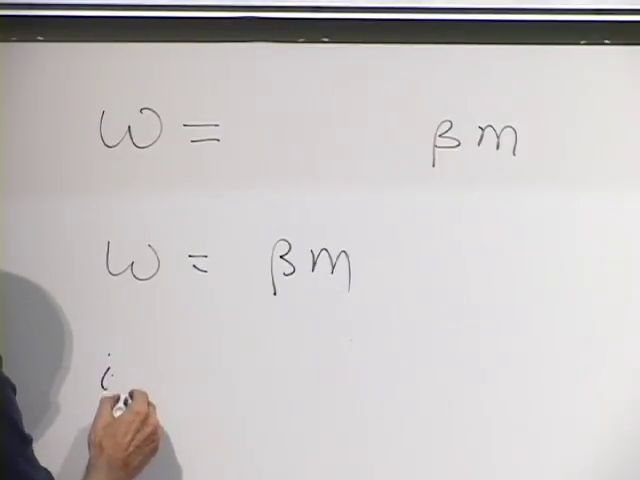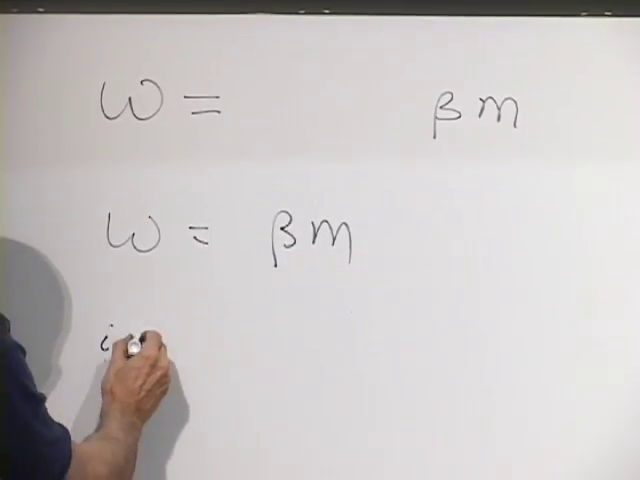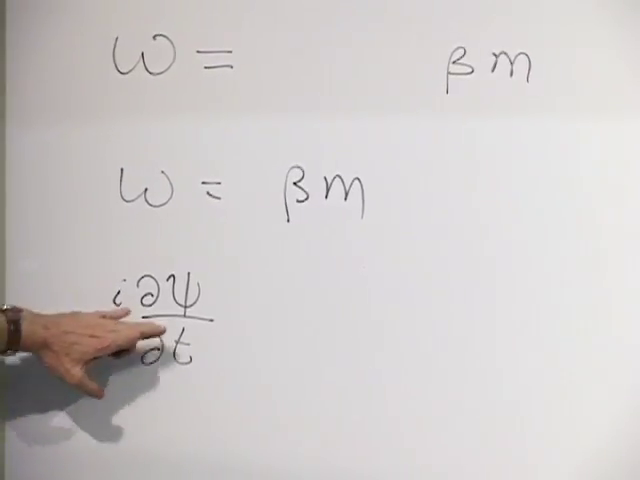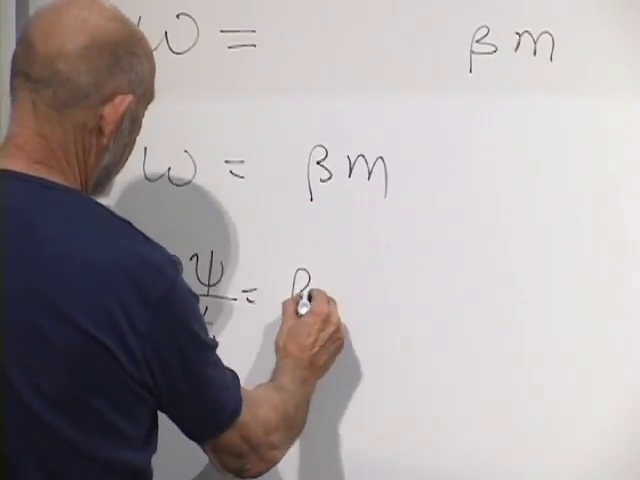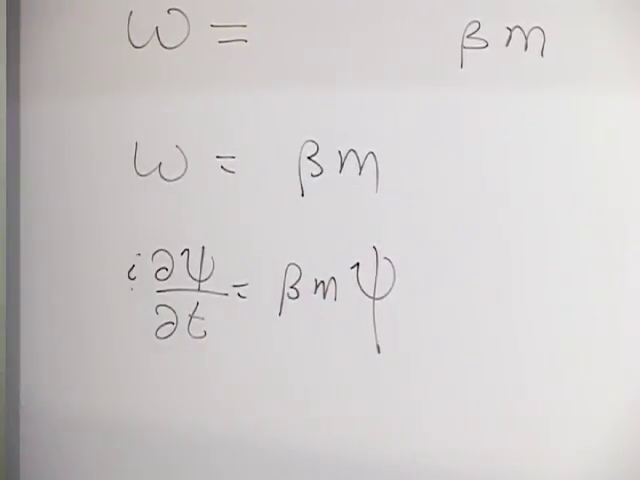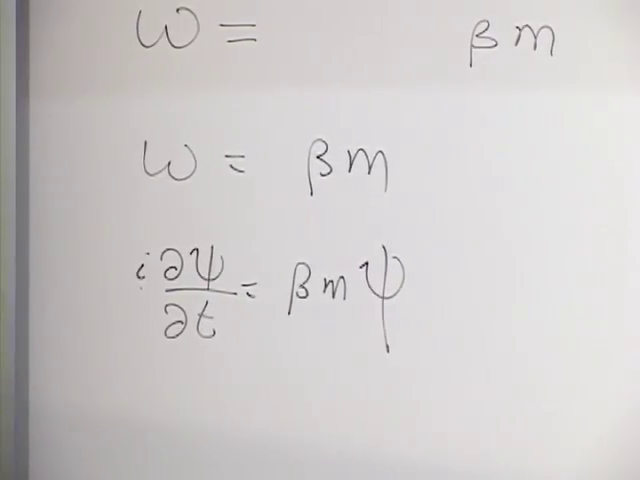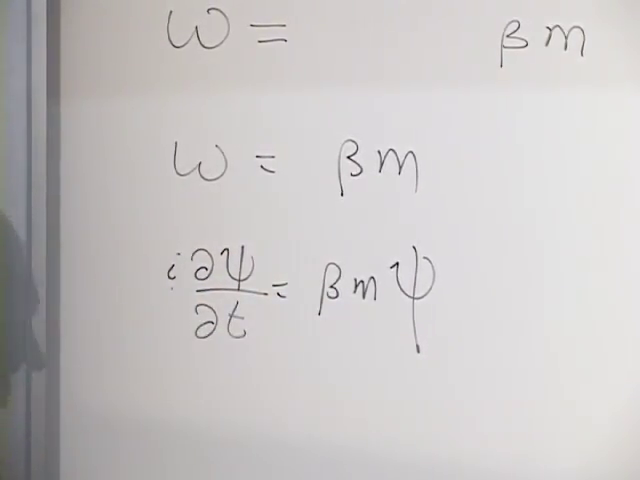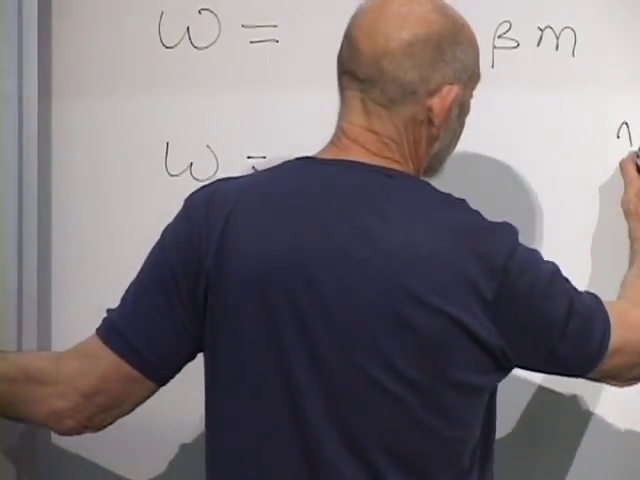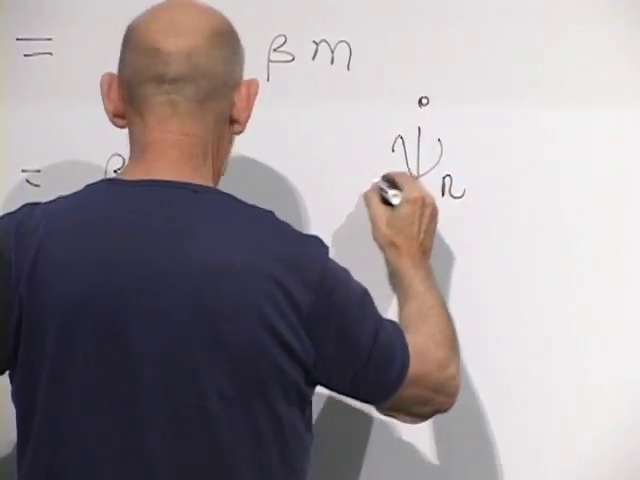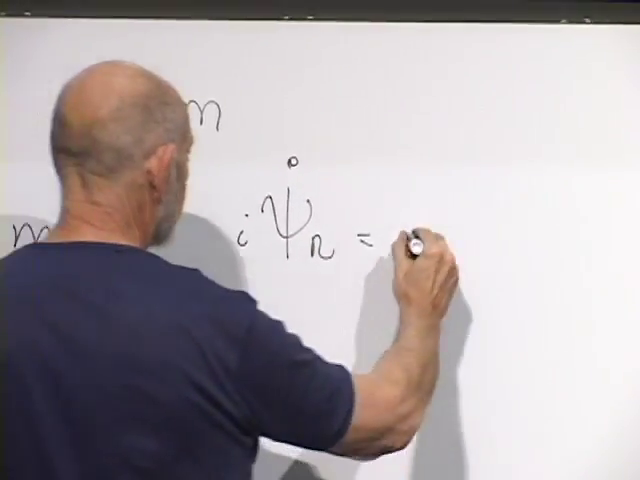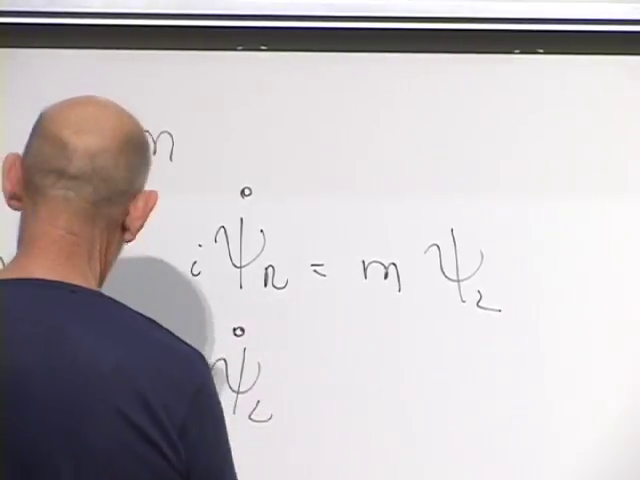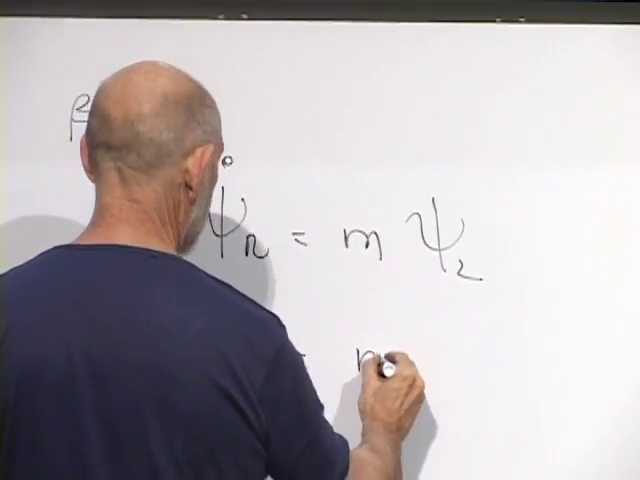Let's write it in this form. I d psi by dt, that's how you get omega, by hitting it with I d by dt, is equal to beta m psi. So for a particle at rest where we can throw away the space variation, the Dirac equation just becomes I d psi by dt equals beta m times psi, or to write it another way, I psi right dot is equal to m psi left, and I psi left dot is equal to m psi right.